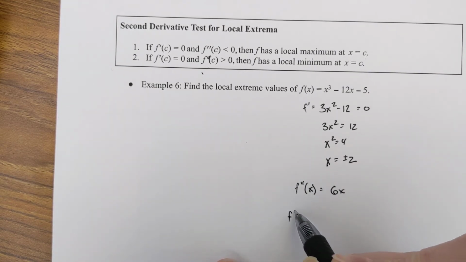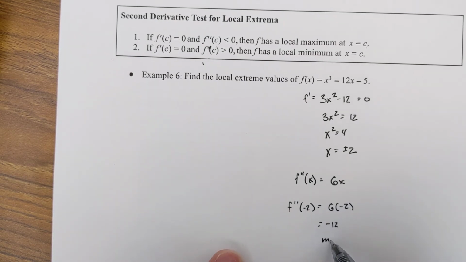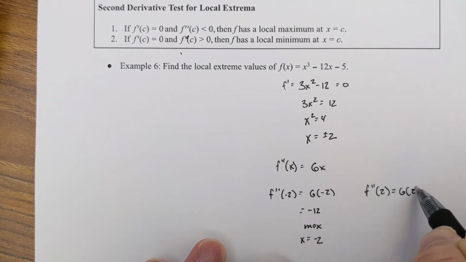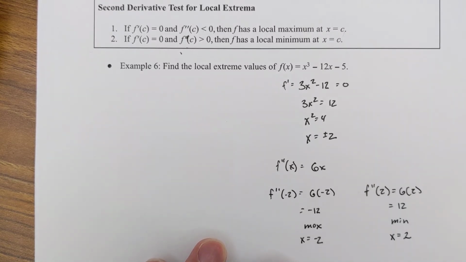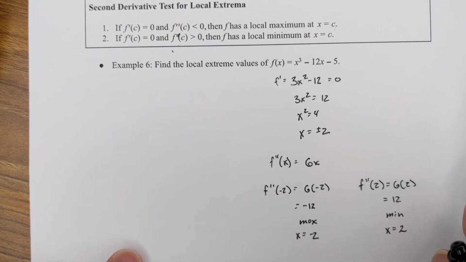So f double prime of negative 2 is going to be 6 times negative 2, which is negative 12. That number is negative, which means I have a maximum at x equals negative 2. F double prime of positive 2 is going to be 6 times 2, which is positive 12, which means I have a minimum value at x equals 2. So without having to do a sign chart, you can do it that way. I honestly prefer the sign chart, but that's just me.